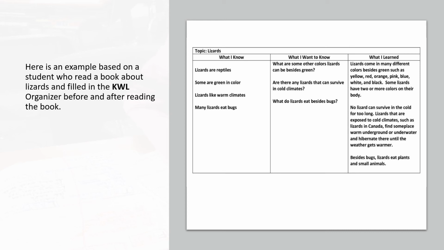And then after reading the book, this is what he learned. Lizards come in many different colors besides green, such as yellow, red, orange, pink, blue, white, and black. Some lizards have 2 or more colors on their body. No lizard can survive in the cold for too long. Lizards that are exposed to cold climates, such as lizards in Canada, find someplace warm underground or underwater and hibernate there until the weather gets warmer. And then the third thing he learned was that besides bugs, lizards eat plants and small animals.